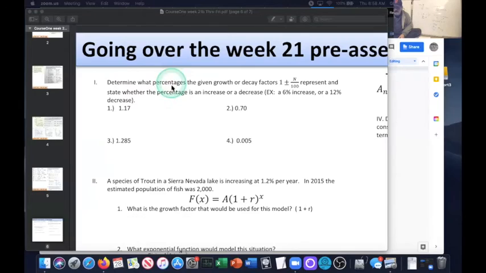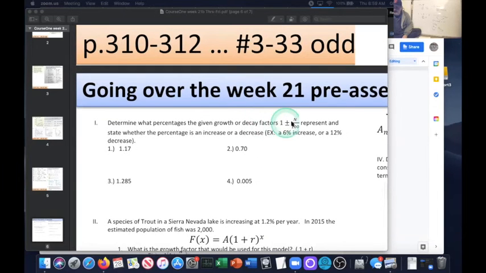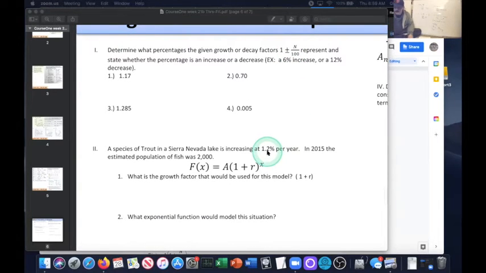Okie dokie. So now here's the exponential model. Now the R is the rate, the decimal percent. And so we would get this growth factor by adding, and the number we're going to add would be the number over 100 expressed as a decimal. Okay.